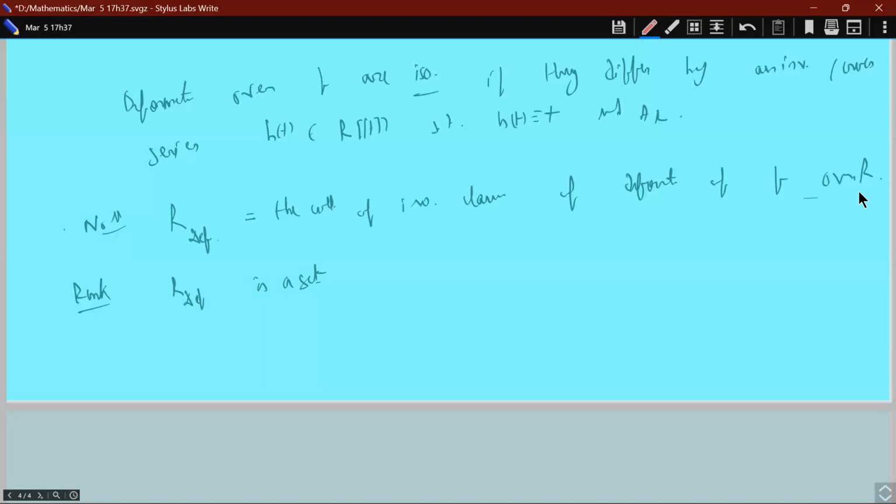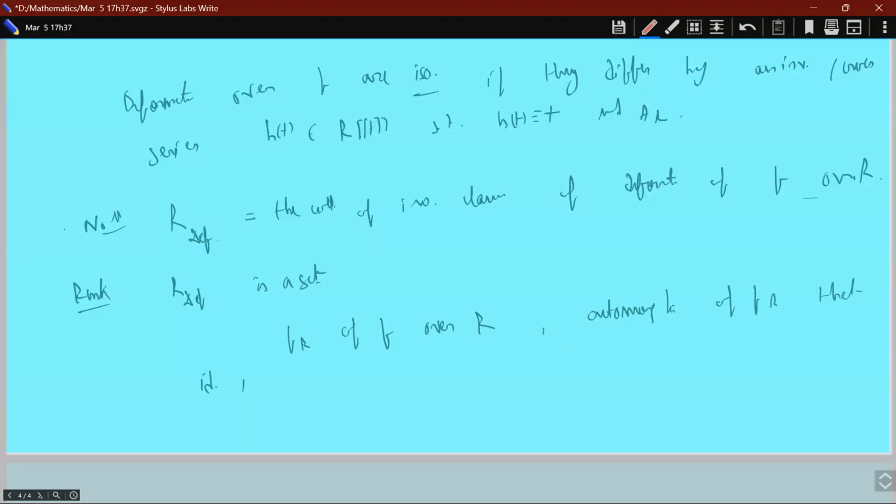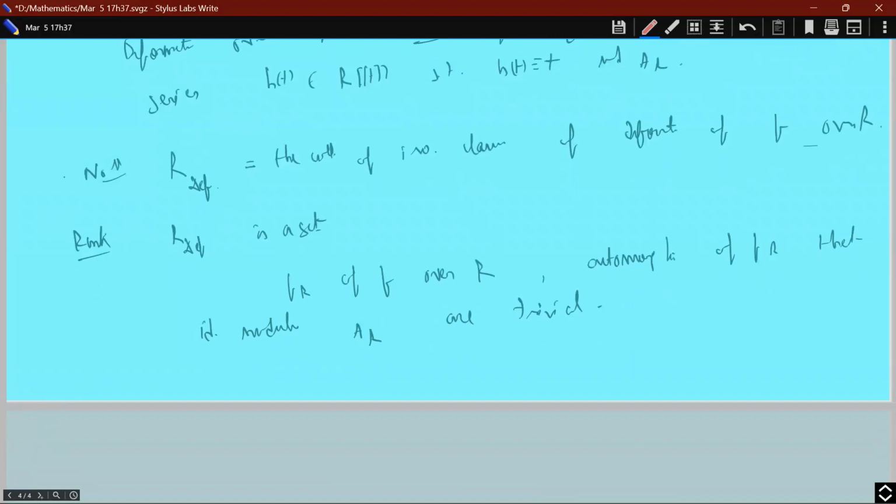When I say it is a set, that means that if F_R is a deformation of F over R, then automorphisms of that are the identity modulo I are trivial.